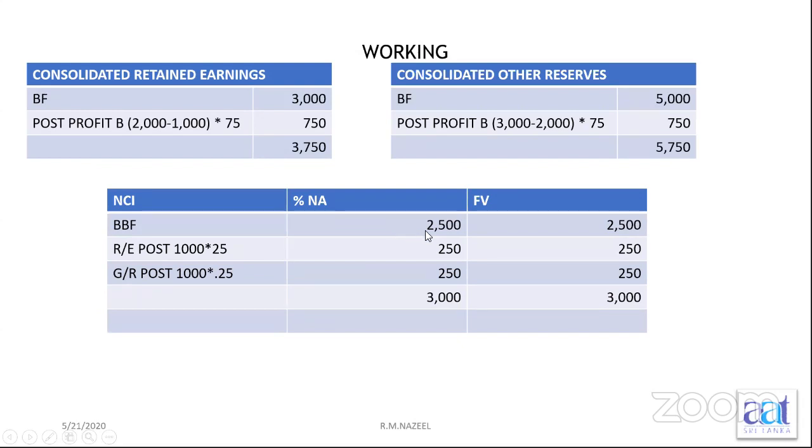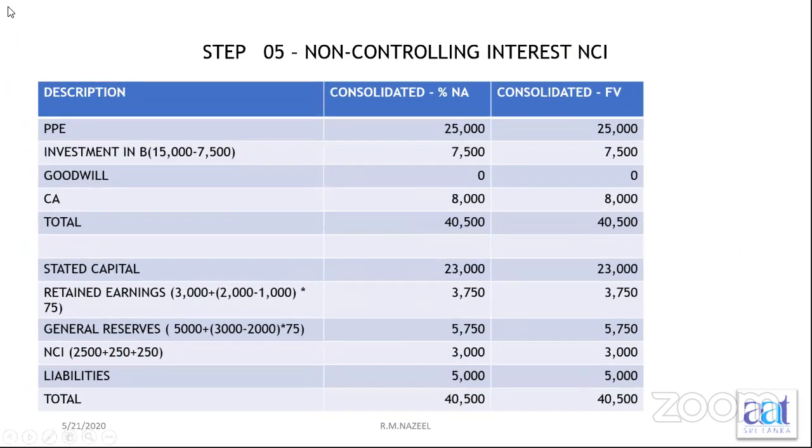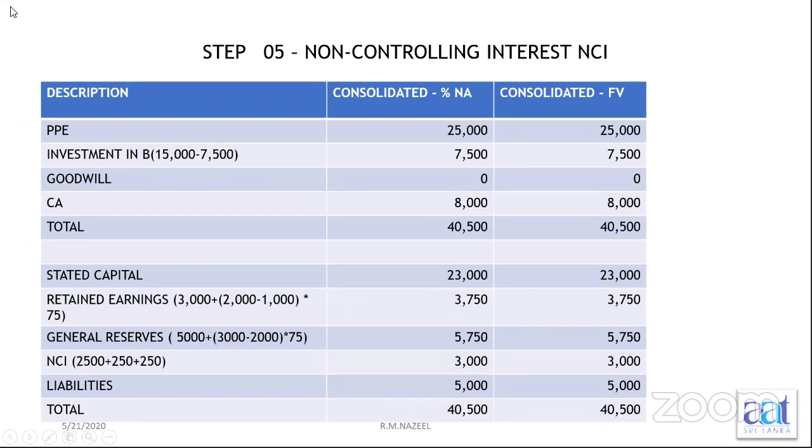See, NCI in both methods is the same. You add the post share of profit. In the net asset basis, NCI is calculated; in the fair value basis, NCI is given; then allocate the post share of profit. So you will get 3,000. Compare, right?